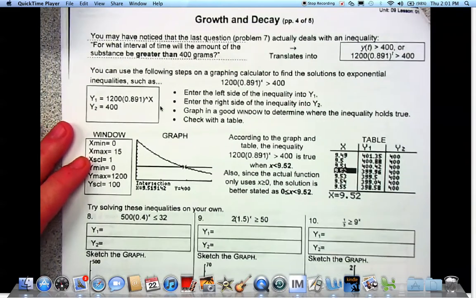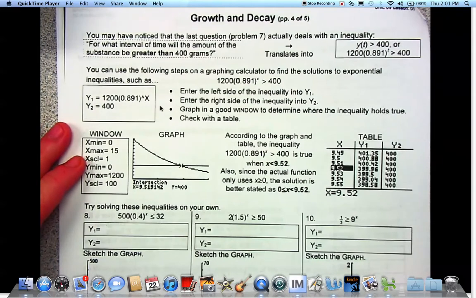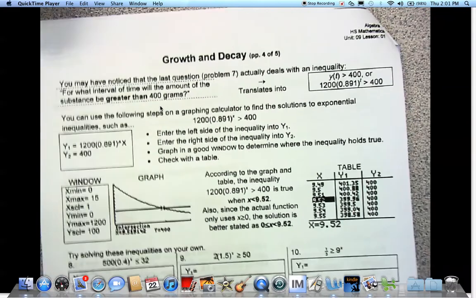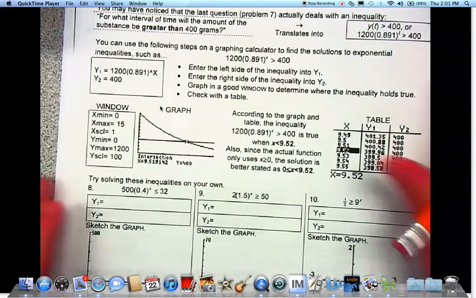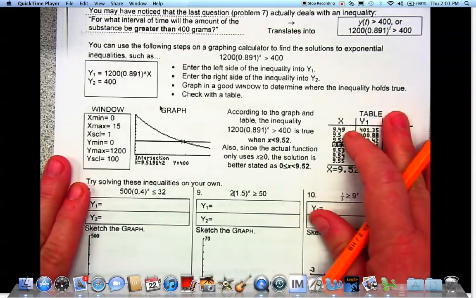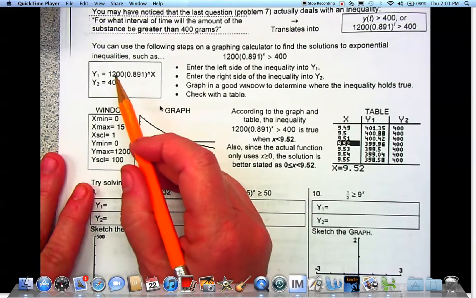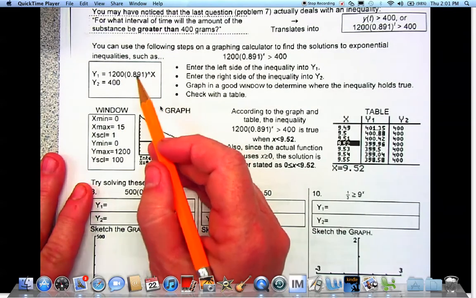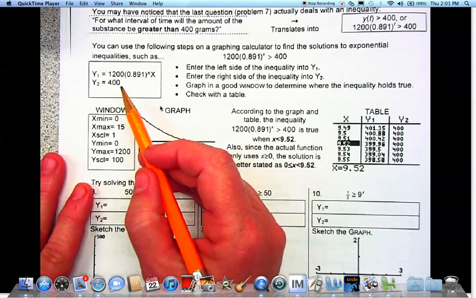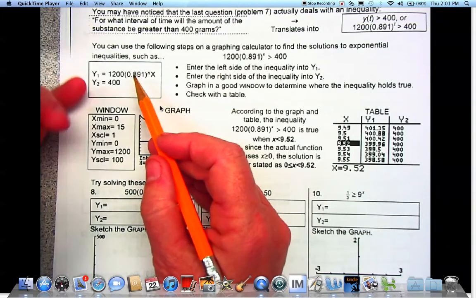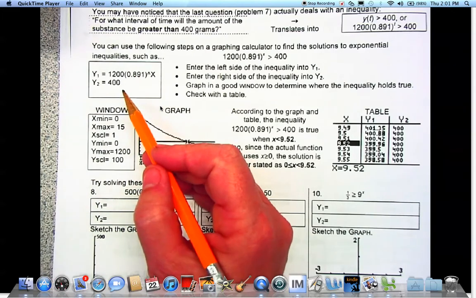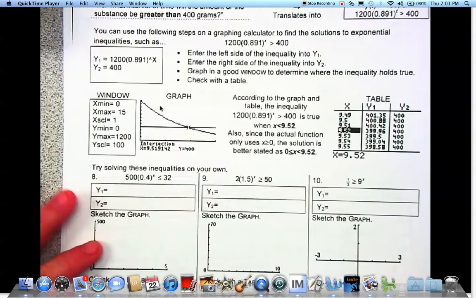You may have noticed on the last question of problem 7, we didn't do that last part. Oh, we did do it. That's what this whole thing is talking about. We put the equation in y1, and we put 400 in y2 because we were trying to see when the equation was greater than 400.